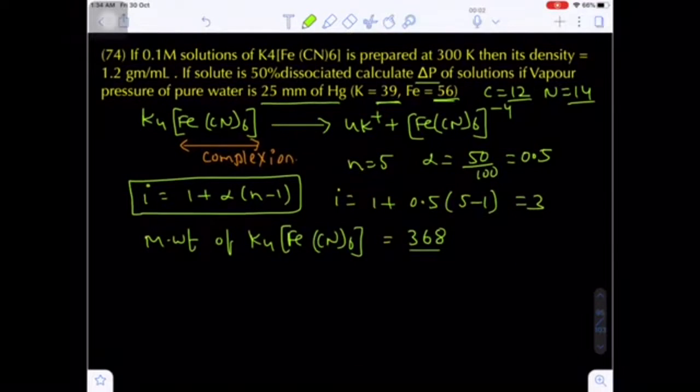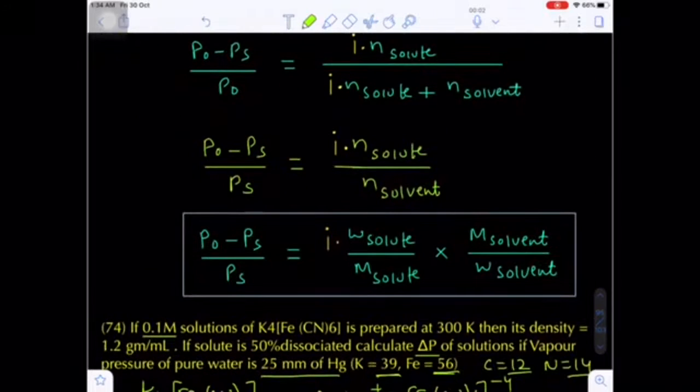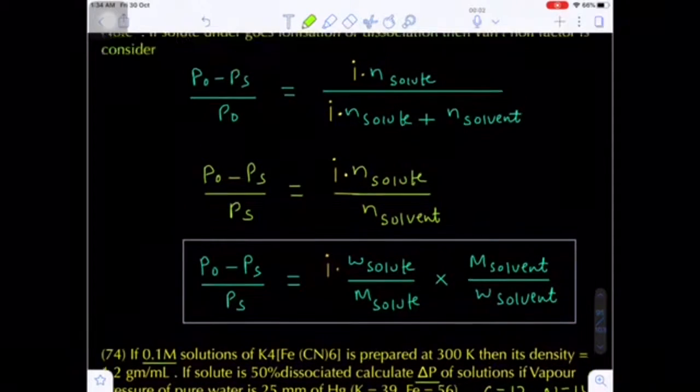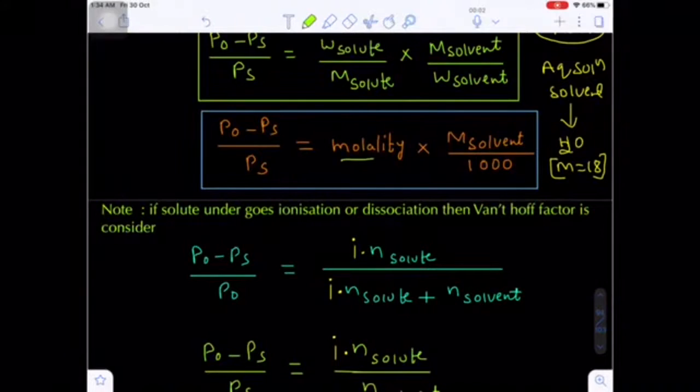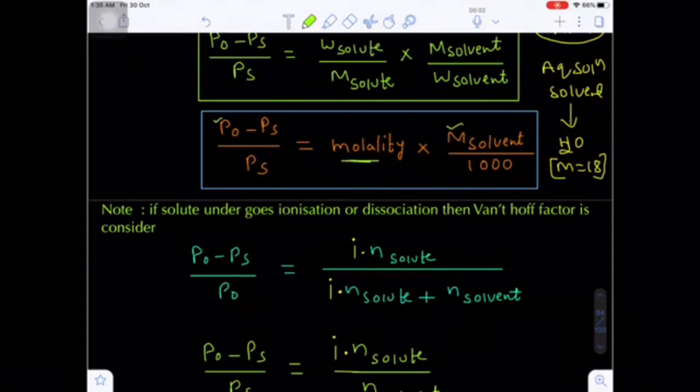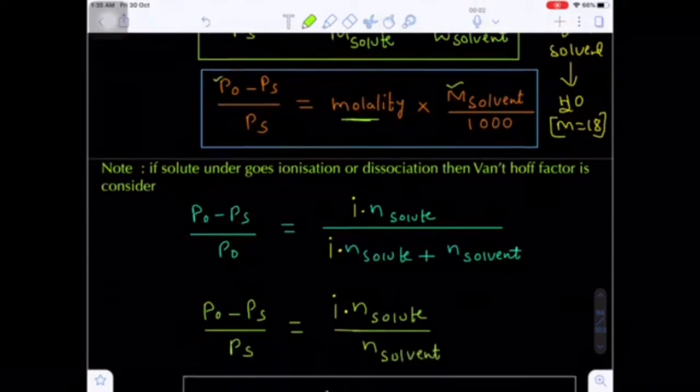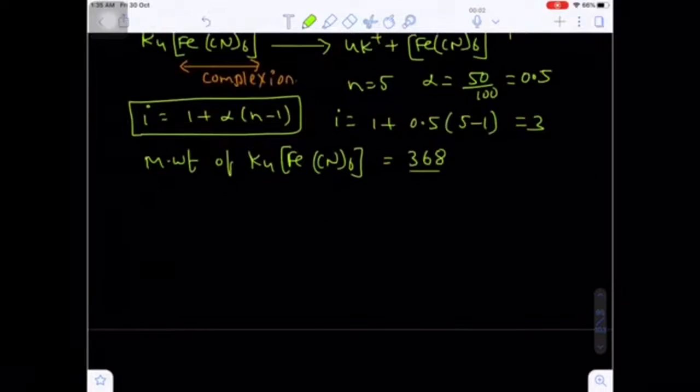First of all, here the molarity is given. Now in the relative lowering of vapor pressure, (P naught minus PS) by PS, there is a term, molality. Once we know the molality, and we know the molar mass of the solvent, 18, and the P naught value, we can find the PS. After getting the PS, P naught minus PS will be the lowering of vapor pressure. That's why I am calculating the molality.